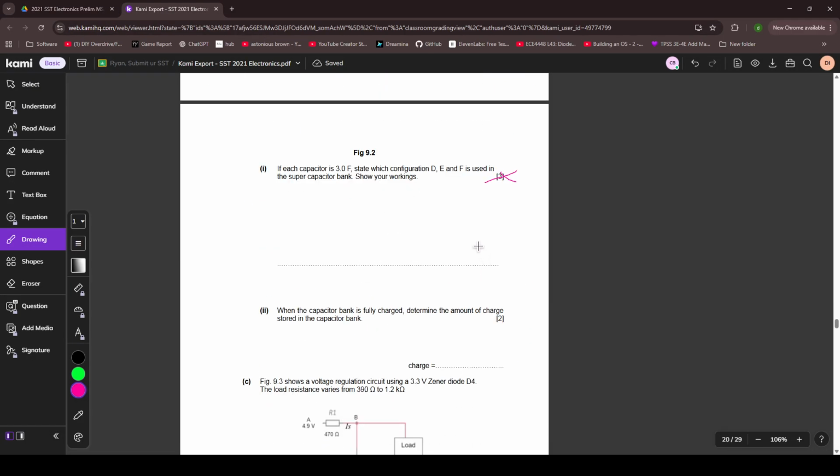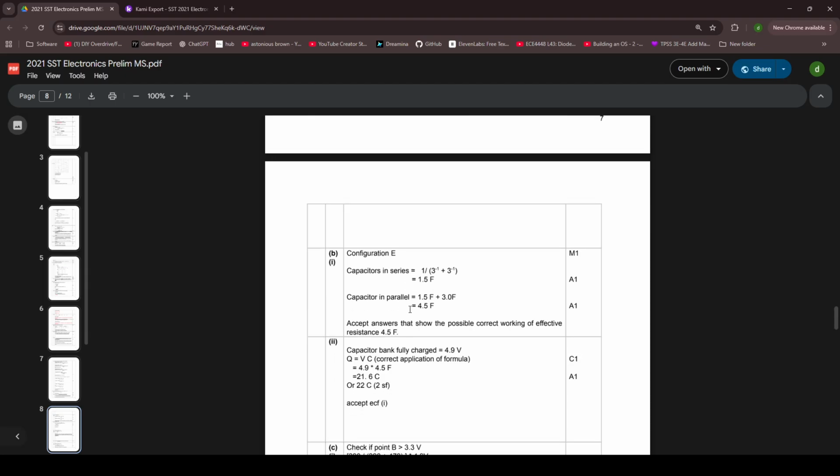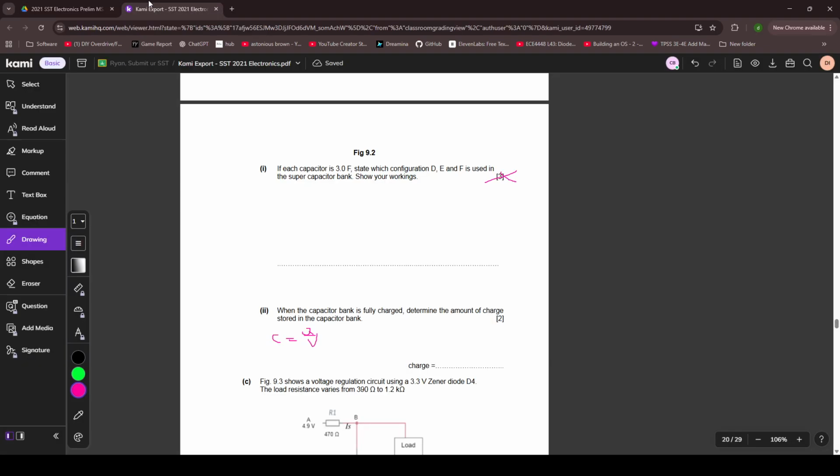When the capacitor bank is fully charged, determine the amount of charge. Okay, so the equation for that is C equals Q over V, I think. Q equals VC. Yes, I'm right. Okay, so charge is Q. Then you just plug in the values using this equation.